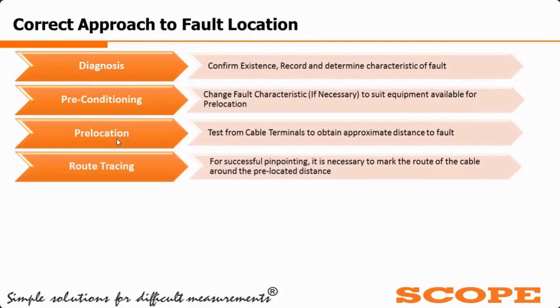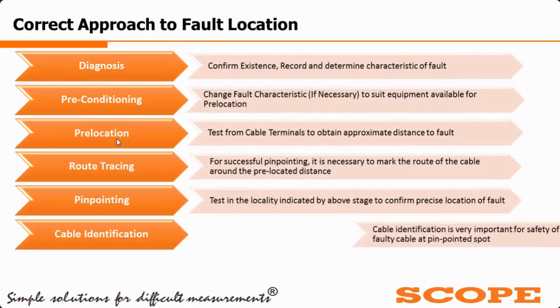The next one is route tracing. After successful pre-location, let us consider a cable having a total length of 1 kilometer, and if we found that the fault is at 300 meters, then we have to go directly to the 300 meter point. We have to connect the route tracing setup to the cable, and locate the area of about 50 meters around that 300 meter distance, and mark that area. So we get a search window for locating faults in the cable.